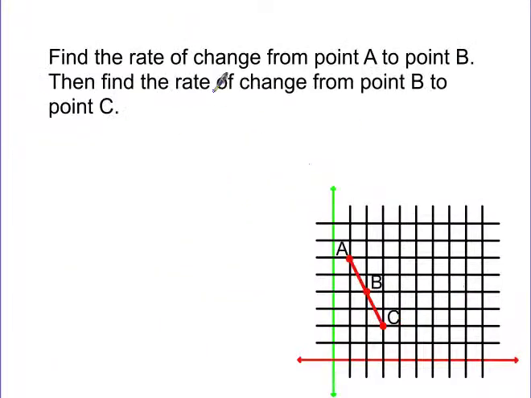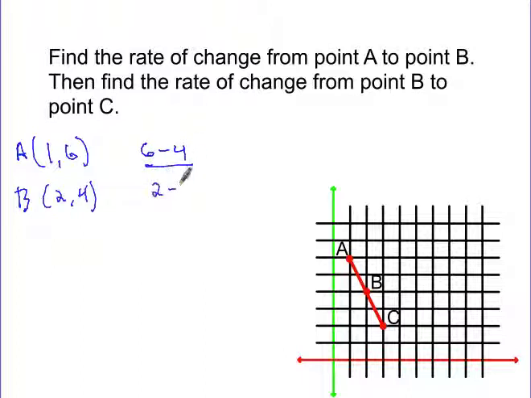There's where we were. All right. Find the rate of change from point A to point B, and then find the rate of change from point B to point C. So point A is 1, 6. B is 2, 4. So this one is going to be 6 minus 4 over 2 minus 1.